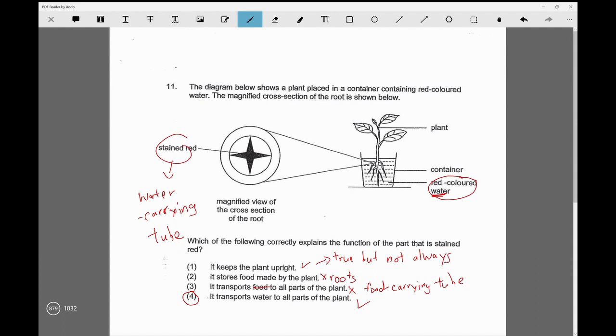Okay, you should realize that some plants have weak stems, right? So plants that have big stems, it doesn't keep the plant upright. Okay, so it doesn't do that. Actually, water carrying tube, like I mentioned, it also helps keeps the plant upright. Okay, but not always. That's why we choose the best answer, which is number 4.